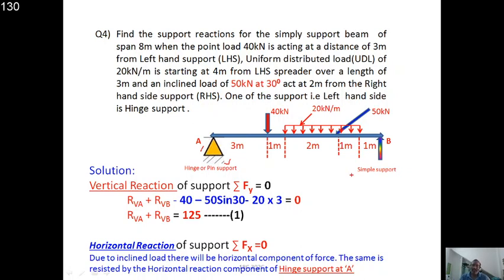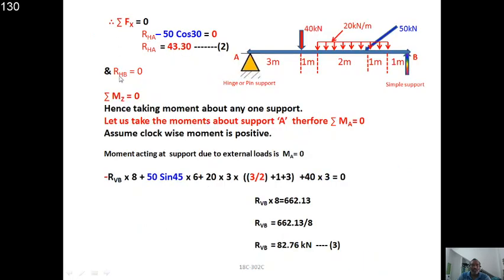The procedure is the same, whether they are overlapping each other or not, follow the same procedure. Sigma Fy equal to 0, sigma Fx equal to 0, and then sigma Mz equal to 0. Then solve all the equations, you will get the reactions, right? Here three unknowns are HA, RVA, and RVB. So you need to use all three equilibrium conditions. The procedure will be the same, in the same manner as whatever we solved.